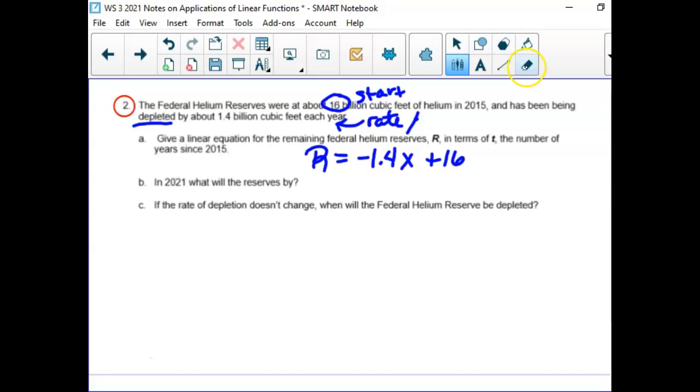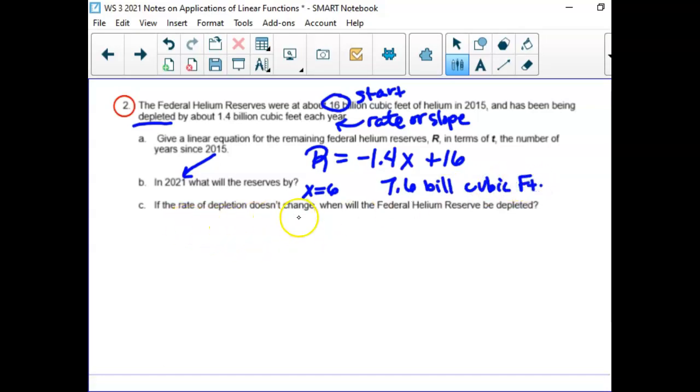Rate is a slope. Okay. This one you would put in what number, guys? From 2015 to 2021 is 6 years. Anybody type that yet? What'd you get? A little louder? 7.6, and it's billion cubic feet.